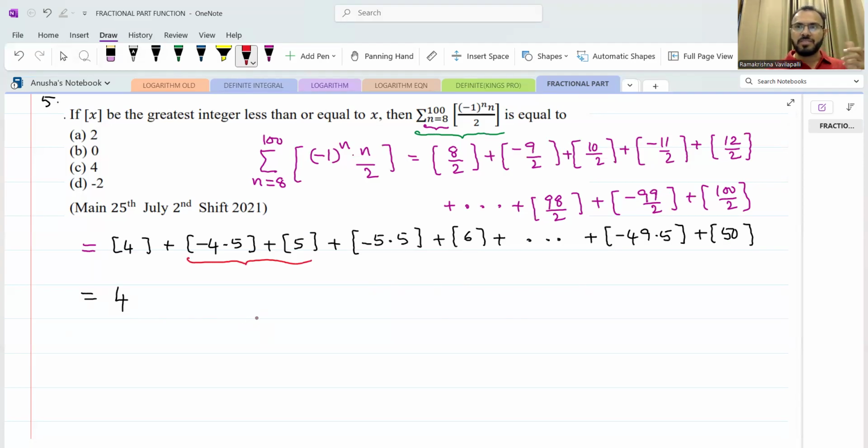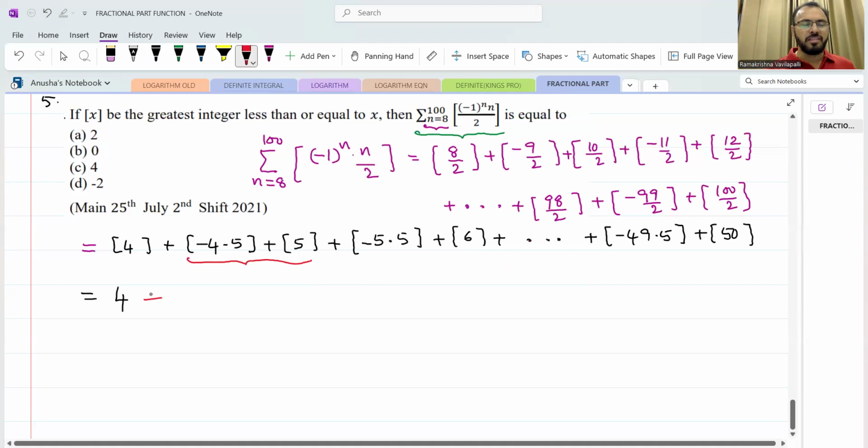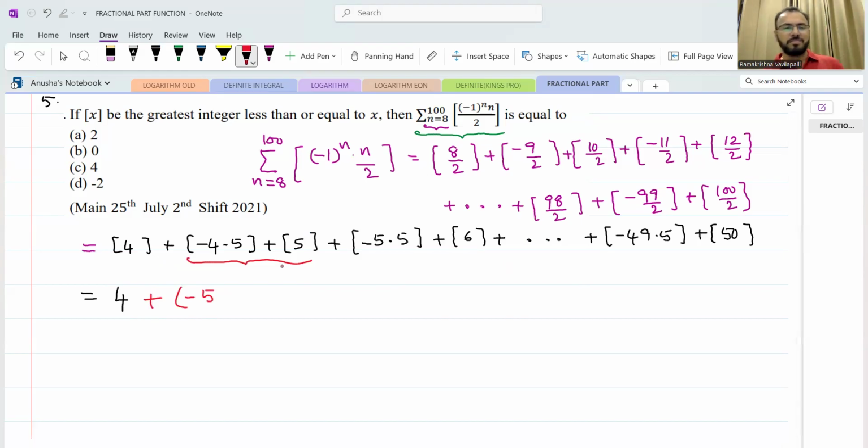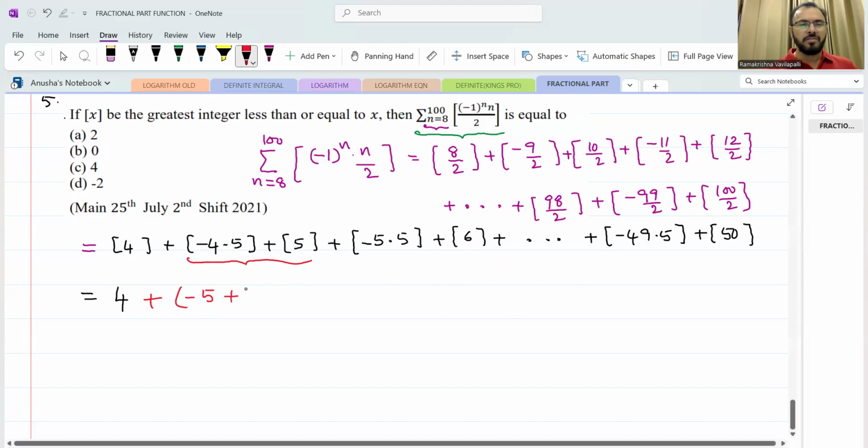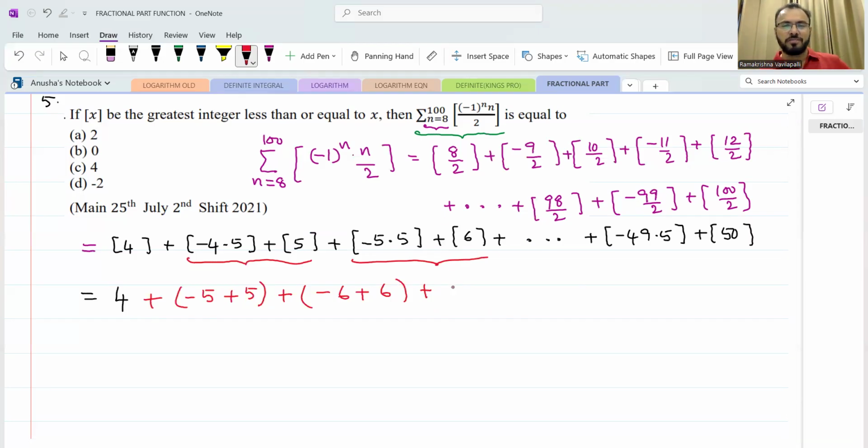What is integral part of minus 4.5? You will get minus 5, because minus 4.5 lies between minus 5 and minus 4, and you consider the left one. Plus integral part of 5 is 5. Got it. Now pair up this: integral part of minus 5.5 is minus 6 and integral part of 6 is 6. I hope you can continue this sequence. Next, minus 7 plus 7 and so on.